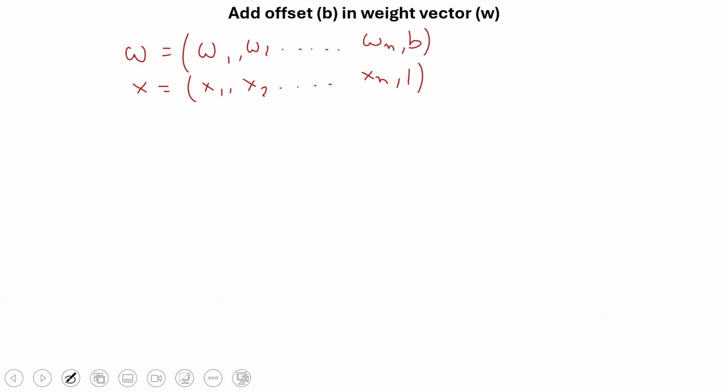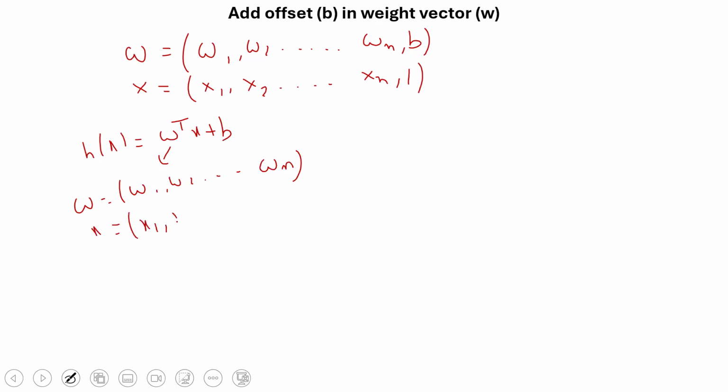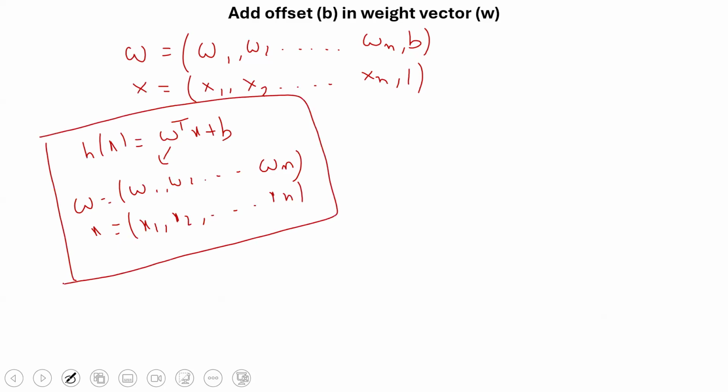Once I extend this way, you know the hyperplane equation h of x is equal to w transpose x plus b. Here w is nothing but from w1 to w2, so on, wn. Okay, and x is nothing but x1 comma x2 comma so on xn. So this is the initial formulation that we have done. Now we have, this is the n dimensional vector.